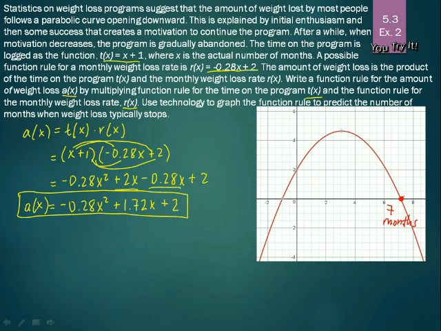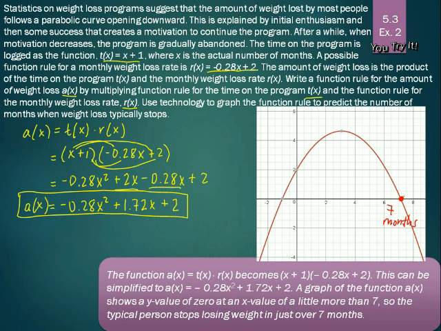So we can go ahead and summarize our answer here. The function a of x equals t of x times r of x becomes x plus 1 times negative 2800 x plus 2. This can be simplified to a of x equals negative 2800 x squared plus 1 and 7200 x plus 2. A graph of the function a of x shows a y value of 0 at an x value of a little more than 7. So the typical person stops losing weight in just over 7 months.